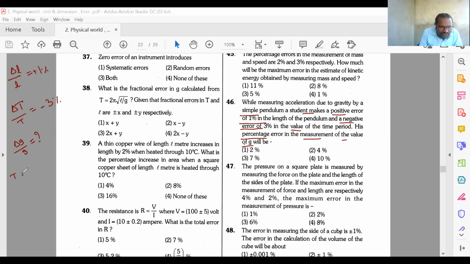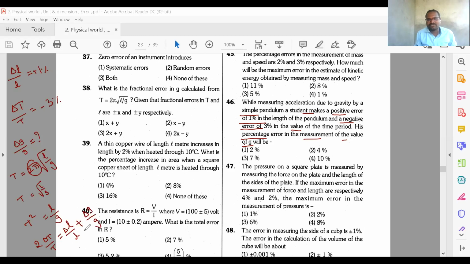We know that for a simple pendulum, T is equal to 2 pi root L by g. We know this formula. So 2 pi is a constant number, we can neglect it. Then we can write T is equal to root L by g, and then T square is equal to L by g. Now let us apply the second rule for this. You will get 2 times delta T by T is equal to delta L by L plus delta g by g. Clear, students?